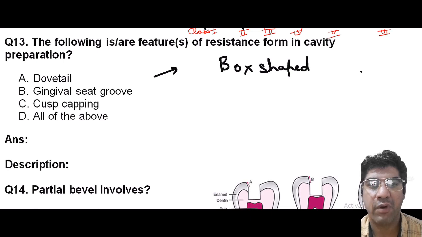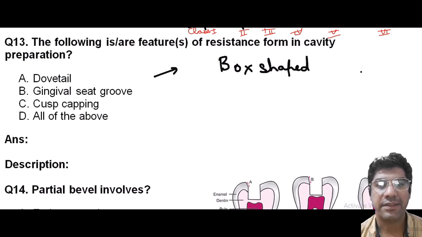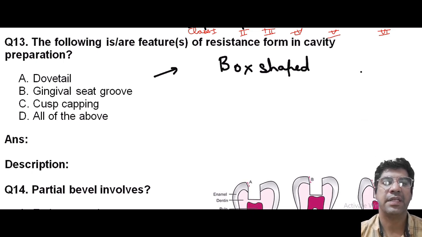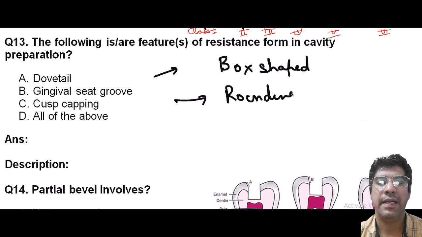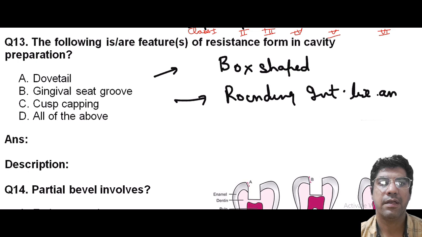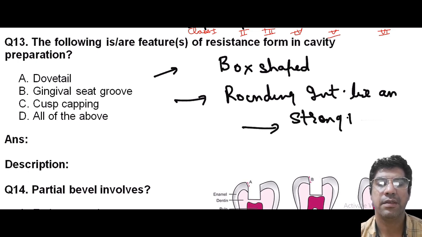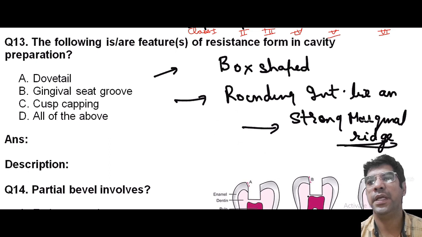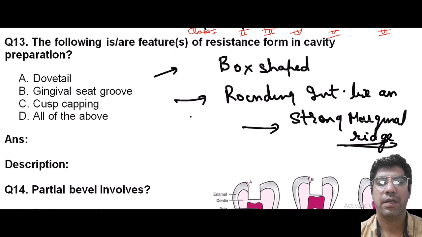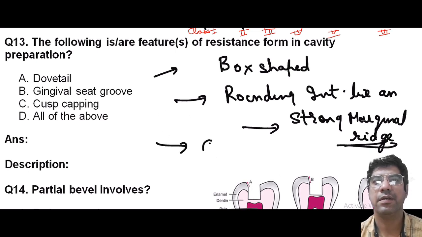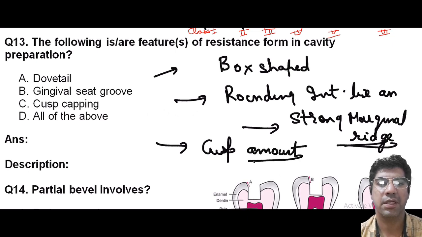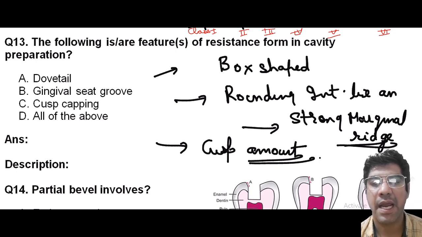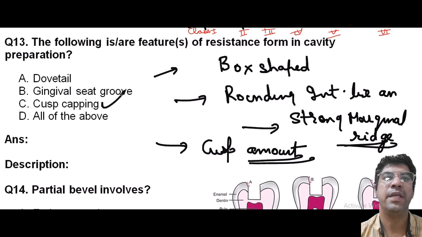Strong marginal ridge areas: external walls are limited to allow creation of strong marginal ridge areas. Inclusion of weakened tooth structures: weakened tooth structure may be included in the preparation to avoid fracture under the masticatory forces. Rounding off internal line angles to reduce the stress concentration within the tooth. Consideration of cusp capping: depending upon the amount of remaining tooth structure, cusp capping may be considered to provide additional retention and resistance to fracture. So the answer here would be C.